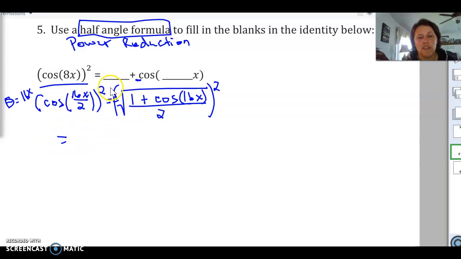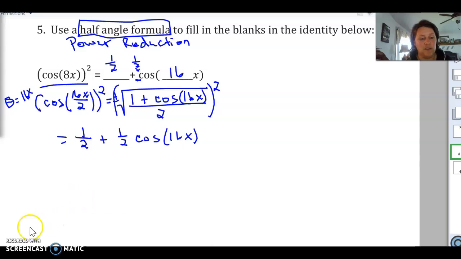So let's continue. When we square that, our plus or minus goes away. We no longer have to worry about that plus or minus. And the square root goes away too. I'm going to write it as a separate fraction: 1/2 plus 1/2 cosine of 16x. Then you're able to fill in your blanks. We would have a 1/2 here, another line which would be 1/2, and then we would put 16 here. And that's all you need for number 5.